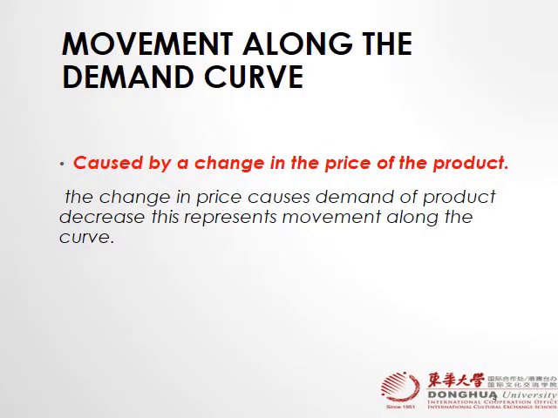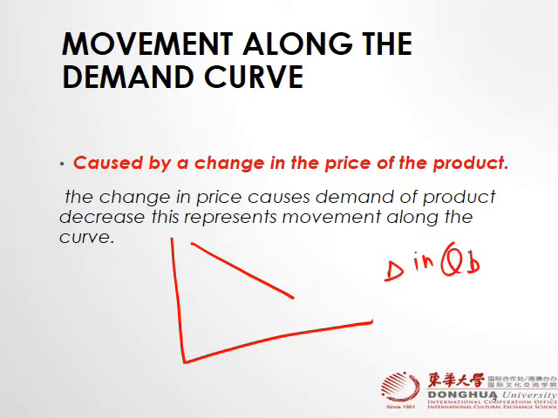So what we call the movement along the curve, we know that demand is downward sloping. And what do we mean by movement along the curve? If there is a change in quantity demanded and the reason is price, then we call this a movement and we do not have to make a new curve. It means we are on the same curve.